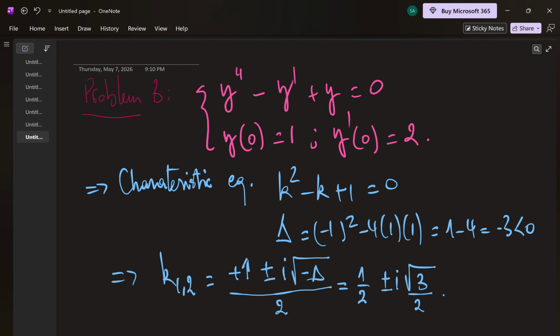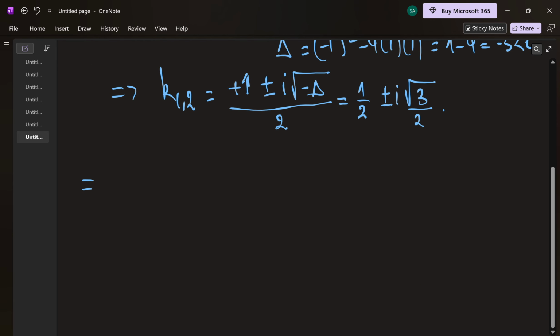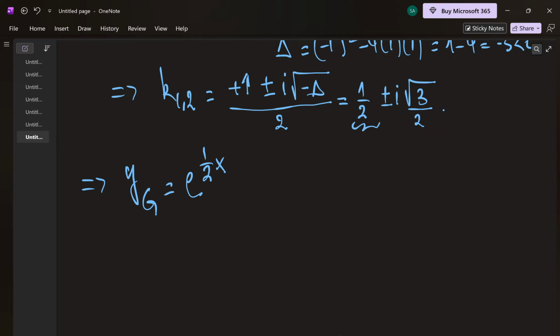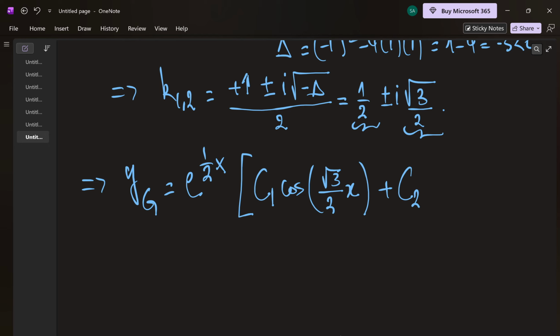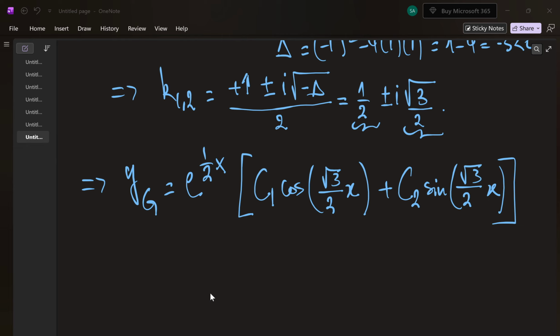So the general solution would be something like this. The general solution yg is equal to exponential, the real part 1 over 2 times x, times c1 times cosine of, now here comes the beta, the square root of 3 over 2 times x, plus another constant c2 times sine of the square root of 3 over 2 times x. So this is the general solution.